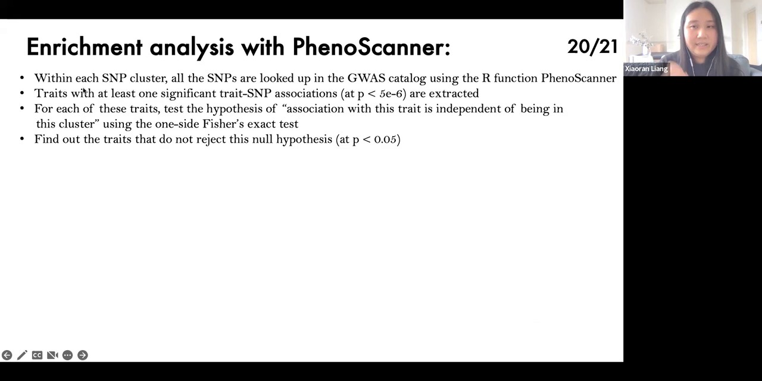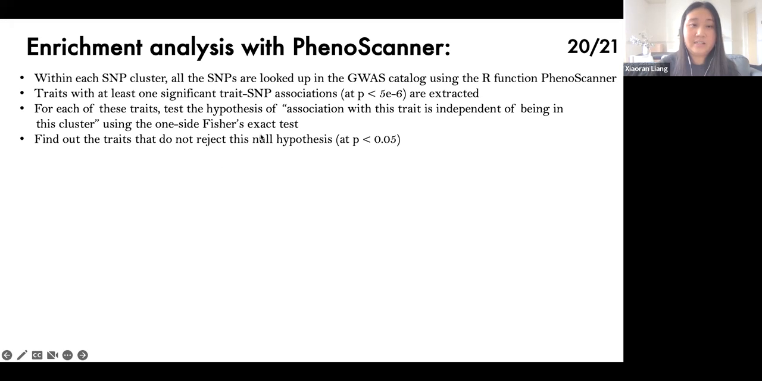Firstly, within each of the SNP clusters, we look up all the SNPs in the GWAS catalog for their correlated traits using the R function phenoscanner. And then we extract all the traits that are significantly correlated with at least one SNP in this given cluster. And then for these significant traits, we test the hypothesis that being correlated with this trait is independent of being in this given cluster using the one-sided Fisher's exact test.